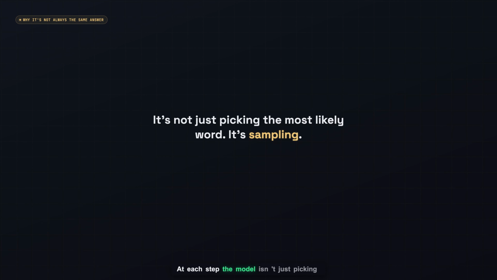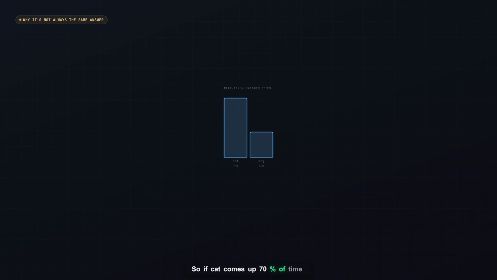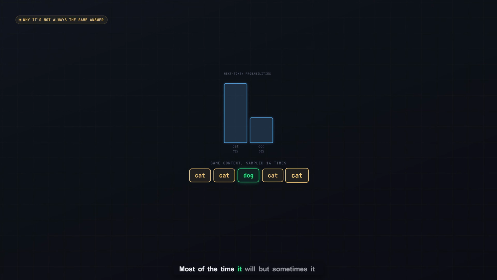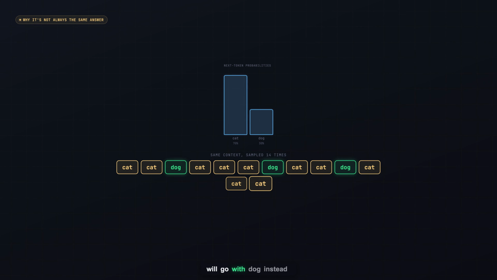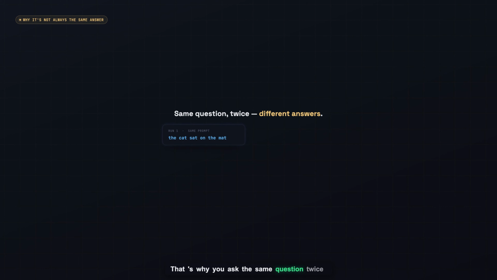At each step, the model isn't just picking the single most likely word every time. It's sampling from a probability distribution. So if cat comes up 70% of the time and dog comes up 30%, it won't always pick cat. Most of the time it will, but sometimes it will go with dog instead. That's why you ask the same question twice and get slightly different answers.